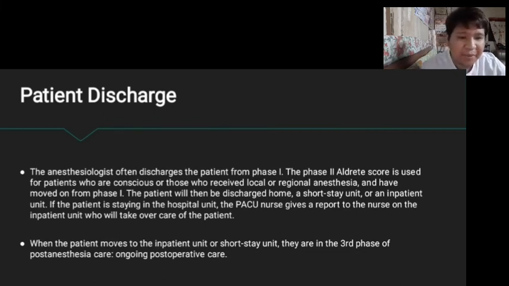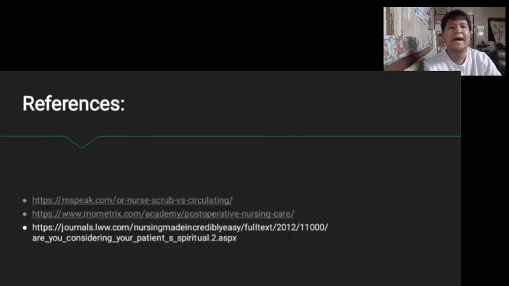Phase 1, Phase 2. Pag Phase 3 na siya, pag okay na yung consciousness niya, may local regional anesthesia na siya, na wala na yung pain talaga, completely na siya. Okay na, pero minsan may mga side effects yun, like namamanhid yung part na yun. When the patient moves into a short stay unit, they are in the third phase of post-anesthesia and now going to post-operative care and going home na ang patient. That will be all. Thank you so much.